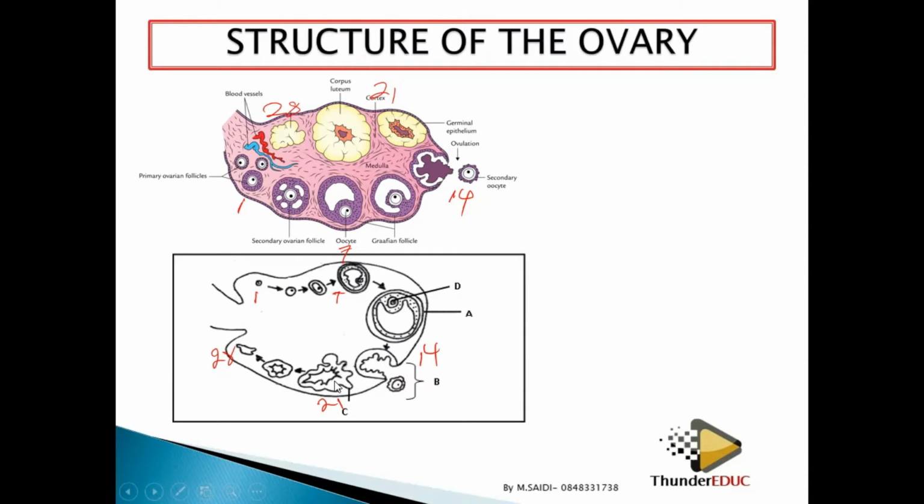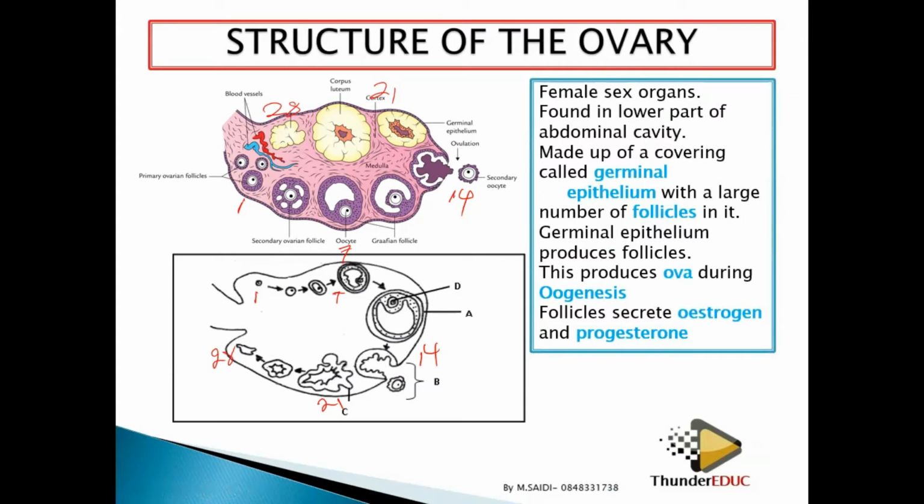The empty Graafian follicle is being changed to corpus luteum, and then it either will degenerate or it will continue being big, depending on whether the person is pregnant or not pregnant. So here we are seeing that the female sex organs are found in the lower part of the abdominal cavity, the space of the abdomen. They are made up of the covering called germinal epithelium.